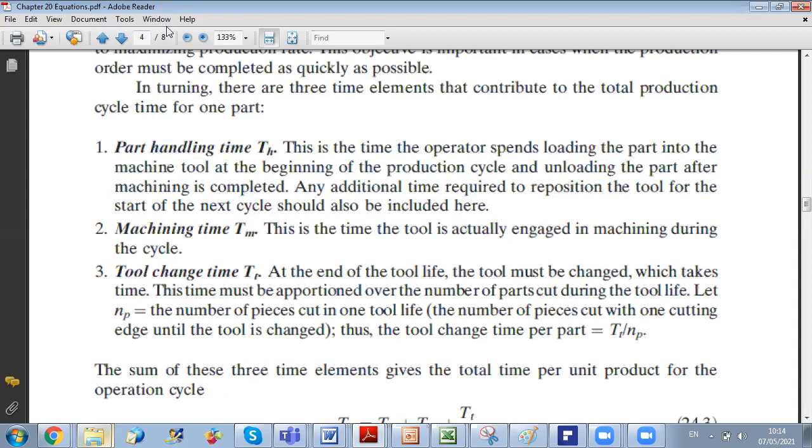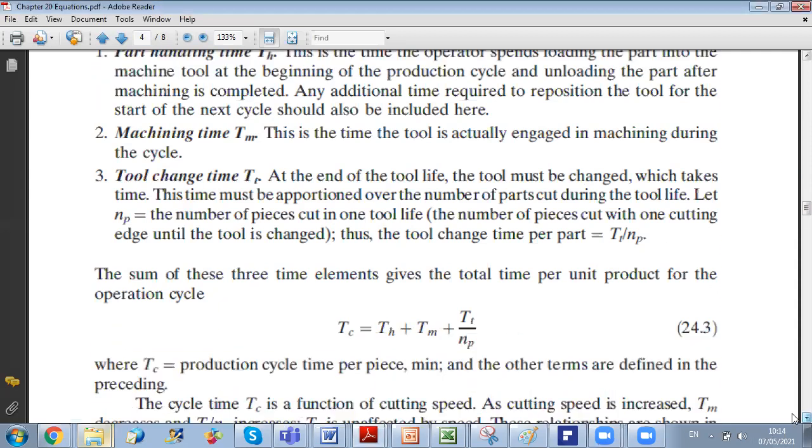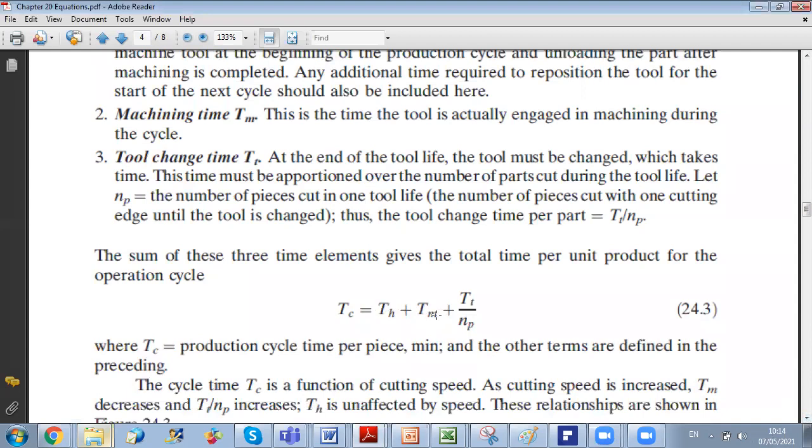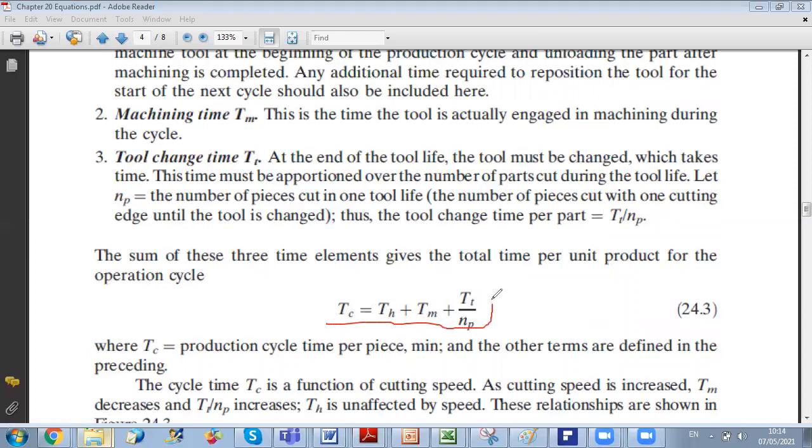Okay. Now, the total time of operation can be written as T handling plus T machining plus the tool change time per unit product. And then, in order to maximize the rate of production, we will try to minimize this total time.